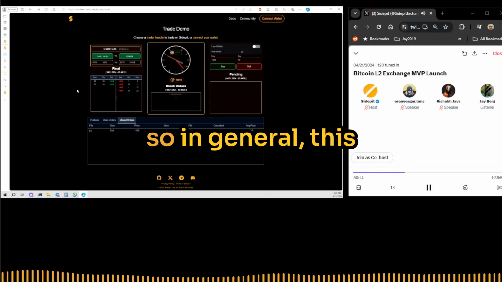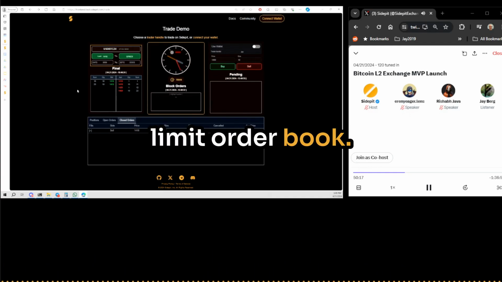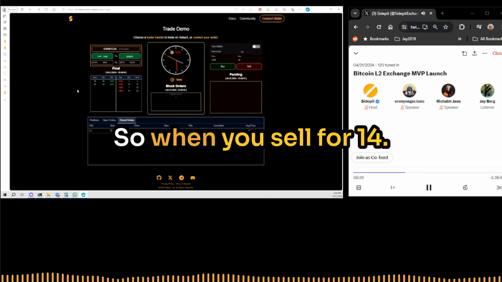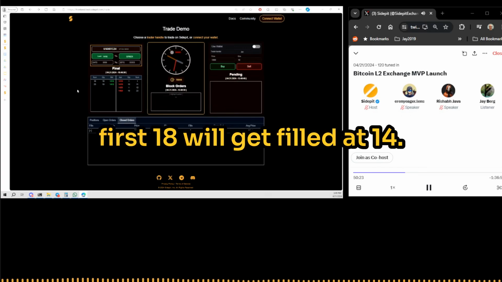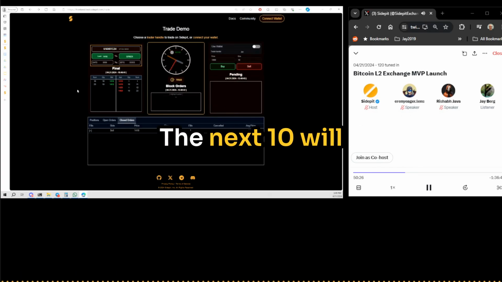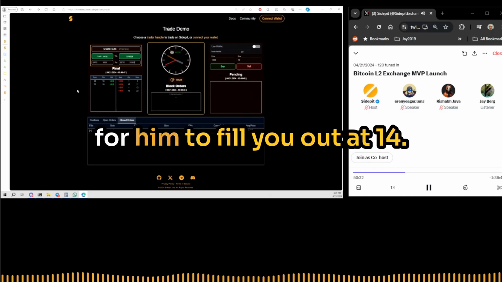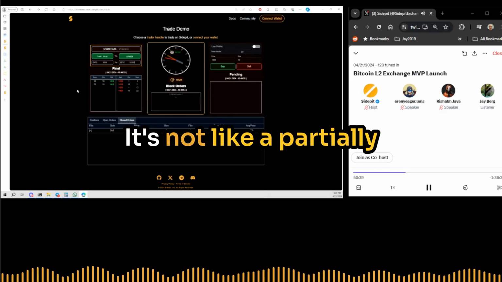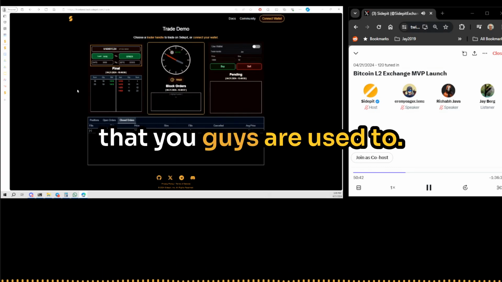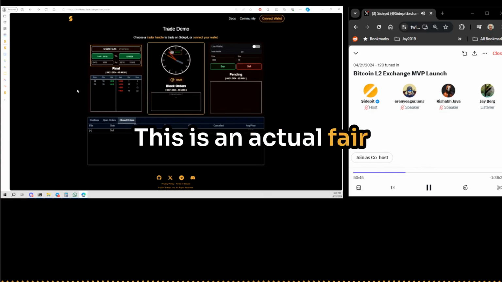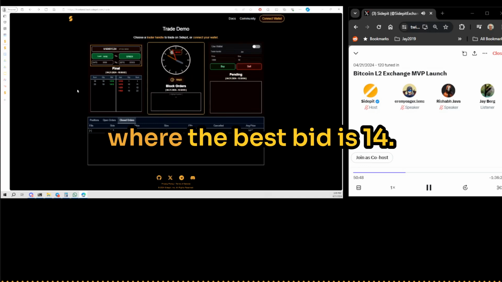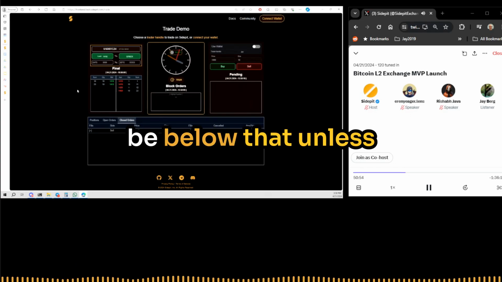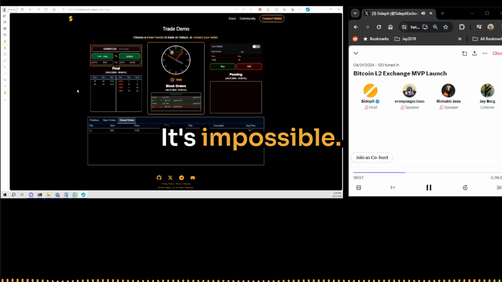You post an order. So in general, this is a continuous limit order book. This is a real continuous limit order book. So when you sell for 14.08, you will get filled. The first 18 will get filled at 14.16. The next 10 will get filled at 14.10. So it's not even possible for him to fill you at 14.08. This is a real limit order book. It's not like a partially signed Bitcoin transaction that you guys are used to. No, this is an actual fair market mechanism where the best bid is 14.16. The next price cannot be below that unless that's canceled. It's impossible.